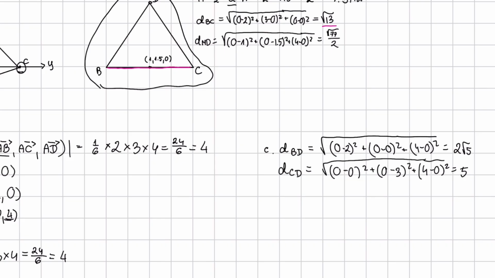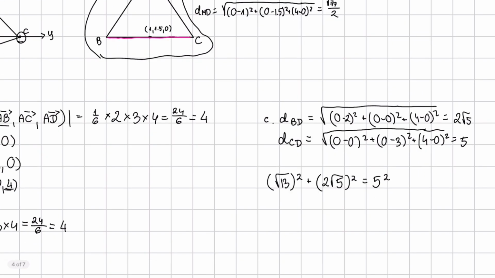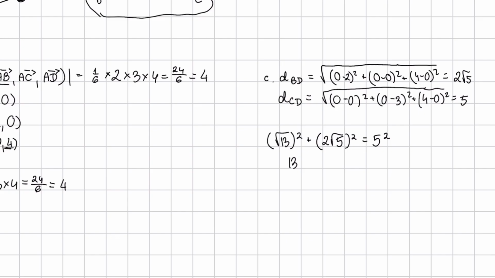So let's write the equation. So square root of 13 squared plus 2 square root of 5 squared equals 5 squared. So here we have 13 plus 20 equals 25. So we know that's not true. So our triangle is not right angled.